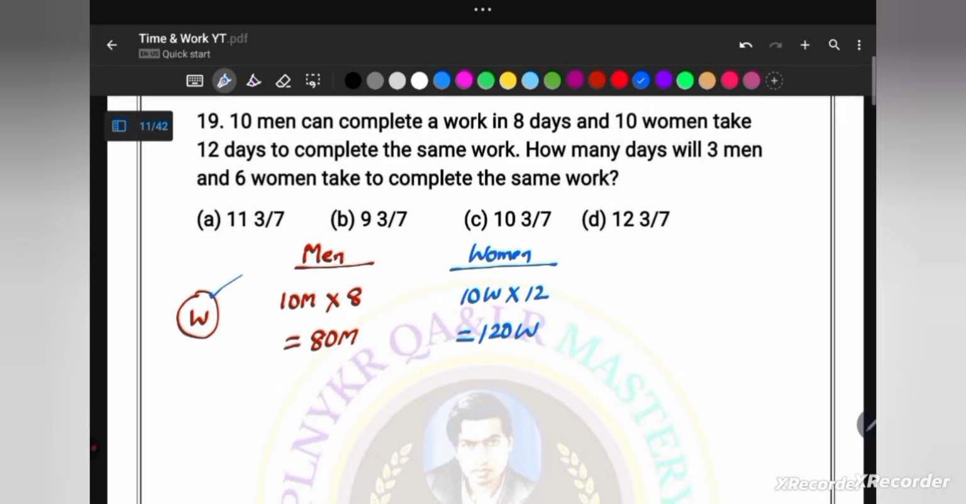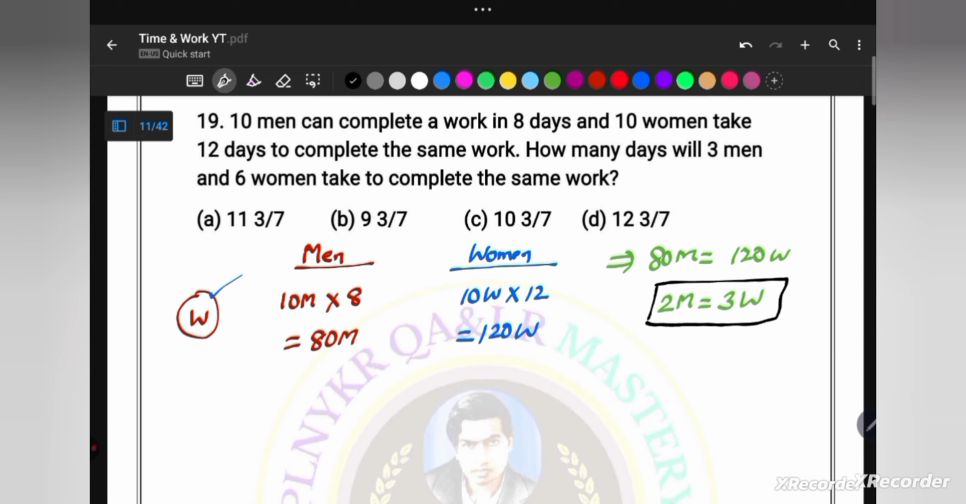In both cases, the work is the same. So we'll be equating the work, that is 80 men will be equal to 120 women. Simply by cancelling with 40, it will be 2 men equal to 3 women. This is the relation we'll be getting, that is the ratio of efficiency of men to women.